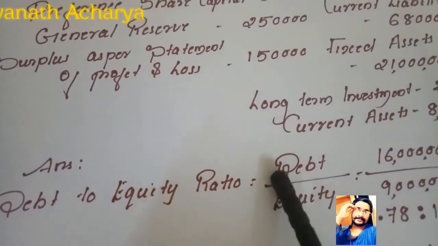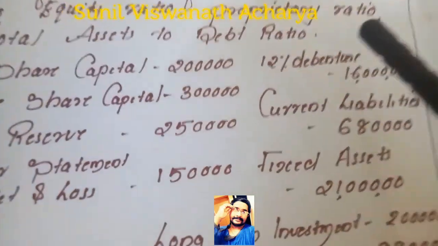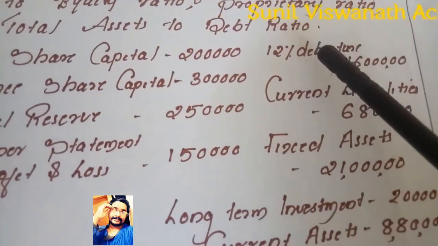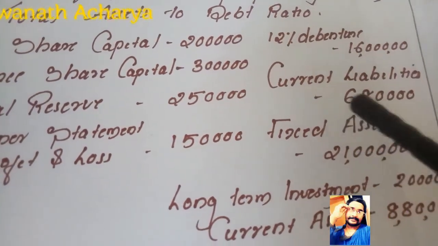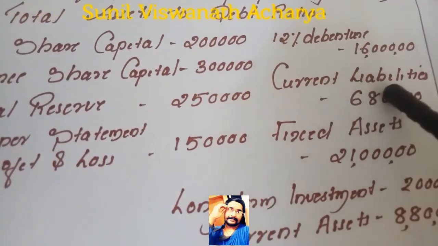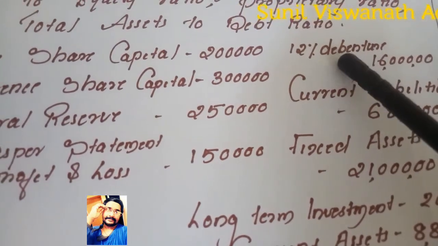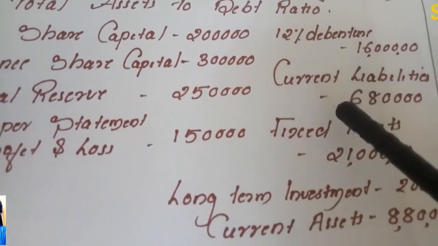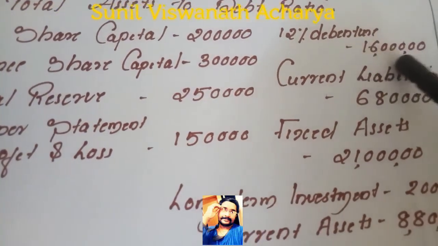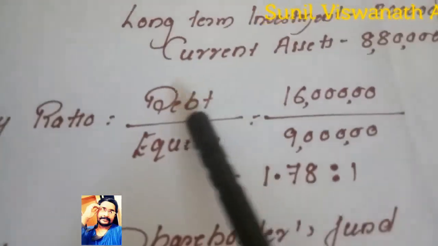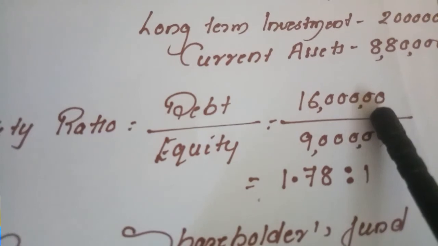So from the question, long-term debt we can find out. In this question, which are the long-term debt? Debenture is a long-term debt. Current liability is not long-term, it is short-term. So only one item has a long-term in this question, only debenture. So debenture amount is 16 lakhs. So debt amount we can write as 16 lakhs.